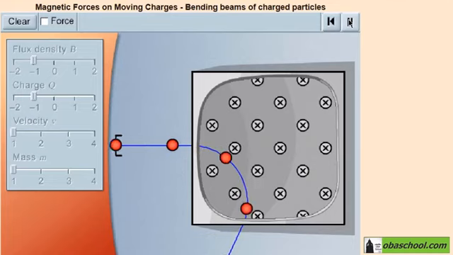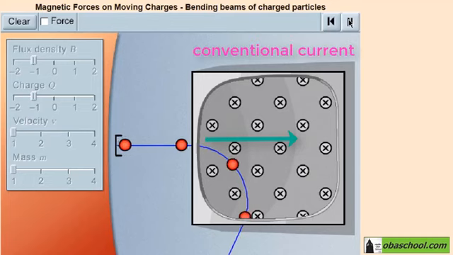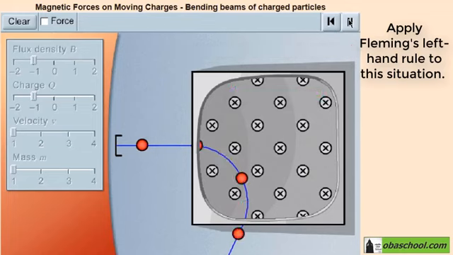The beam of particles bends in the opposite direction to the previous case discussed in the previous simulation, bearing in mind that a stream of negatively charged particles moving from left to right is equivalent to a conventional current from right to left. Try to apply Fleming's left-hand rule to this situation.